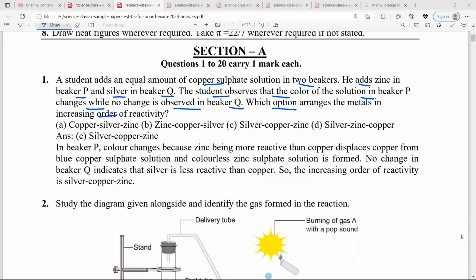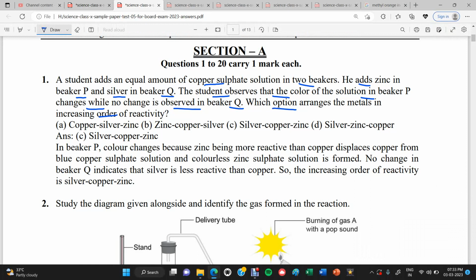So here, first we have to try to write the equation for this one. That is copper sulfate, CuSO4, and zinc, and copper sulfate and silver. Let me write the equation here. CuSO4 plus Zn gives ZnSO4 plus Cu. So this is an example of a displacement reaction. We've seen it several times. This happens because zinc is more reactive than copper.